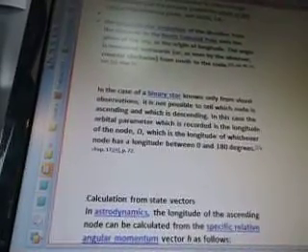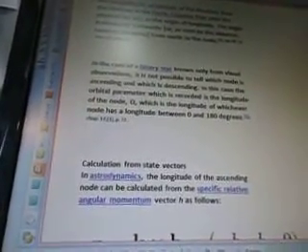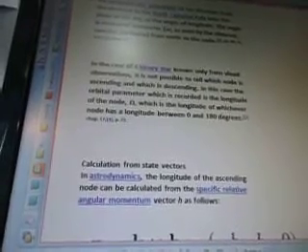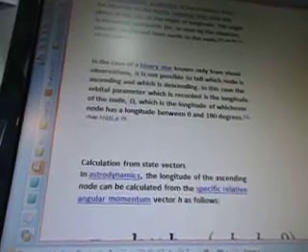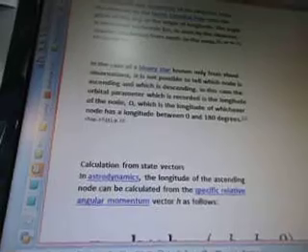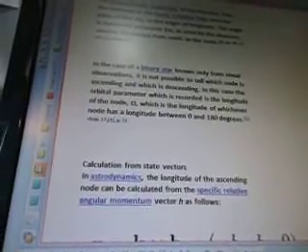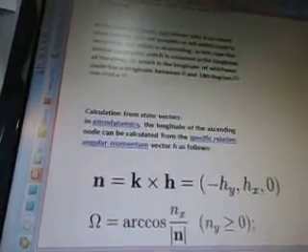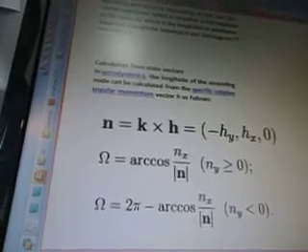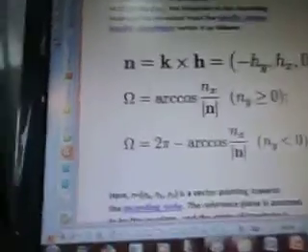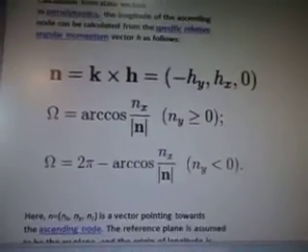In the case of a binary star known only from visual observations, it is not possible to tell which node is ascending and which is descending. In this case, the orbital parameter which is recorded is the longitude of the node, which is the longitude of whichever node has a longitude between 0 and 180 degrees. The calculation from state vectors. In astrodynamics, the longitude of the ascending node can be calculated from the specific relative angular momentum vector h as follows. Now there's the mathematical equations.